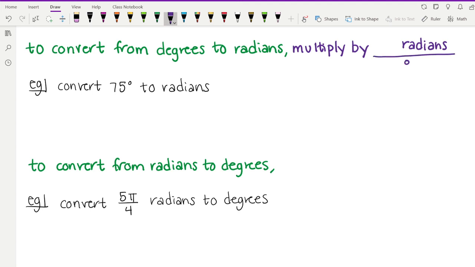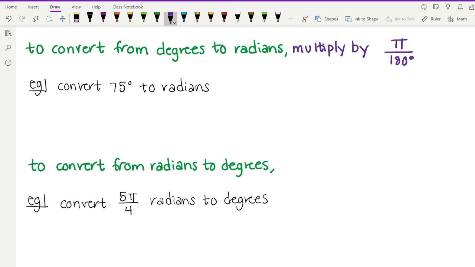And so what is our equivalency here? Well, we know that pi radians is equivalent to 180 degrees. But really, when you're doing this conversion, you don't want to write the word radians. So I'm just going to rewrite this as pi over 180. But really, it's the same as pi radians over 180. It's just that we're not writing down the word radians.